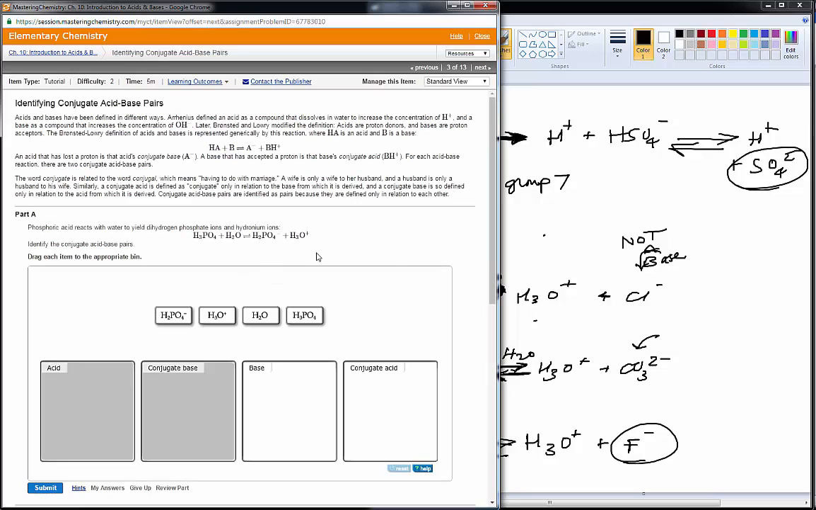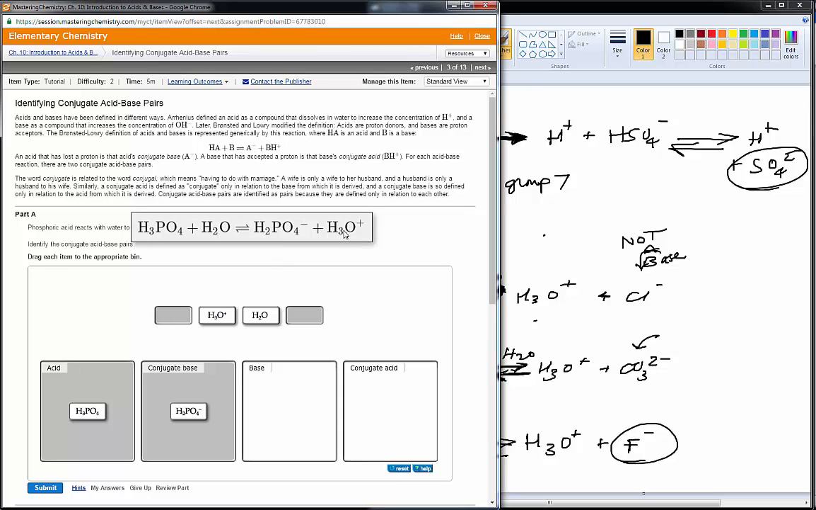Next, again, identifying conjugate acid-base pairs. In this particular one, we've got H3PO4 and water going to form H2PO4 minus and H3O plus. You can see here that this species is losing a hydrogen. I went from 3 to 2, and I lost a positive charge because I went from neutral to negative. So I lost an H plus, or donated it to somebody else. That makes this the acid, and this the conjugate base.